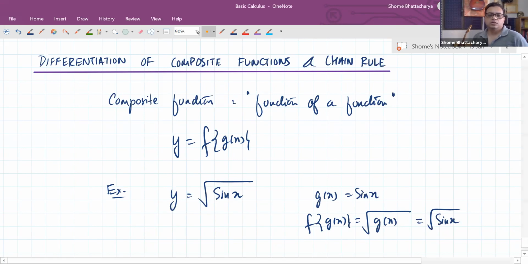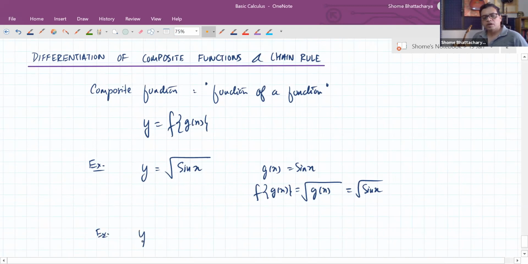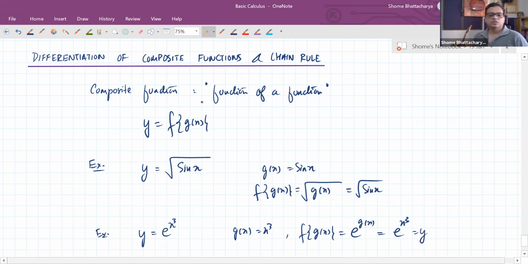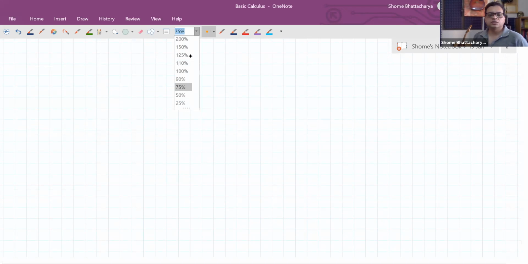Or another example can be, suppose y is equal to e raised to the power x cube. You can see that here the basic function is x cube, and then the composite function is the exponential one. So it is e raised to the power g(x), so it is e raised to the power x cube. That's what is becoming the value of y. So this type of function is called a composite function. Now when we differentiate a composite function, we use something called the chain rule.